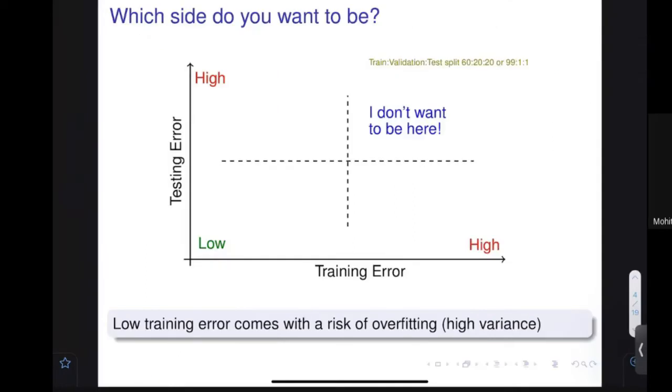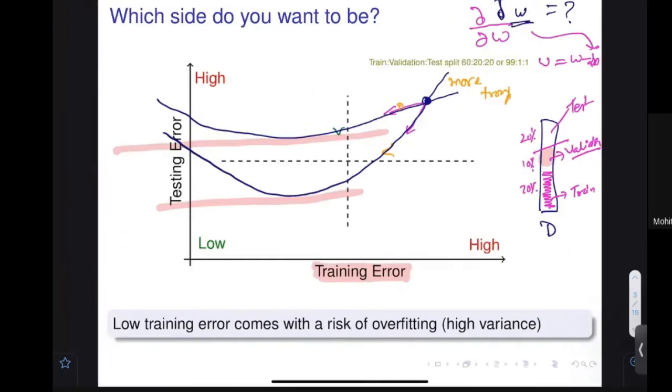Sir, why is the learning curve taken to be a parabola? Like, why is it rising up again?